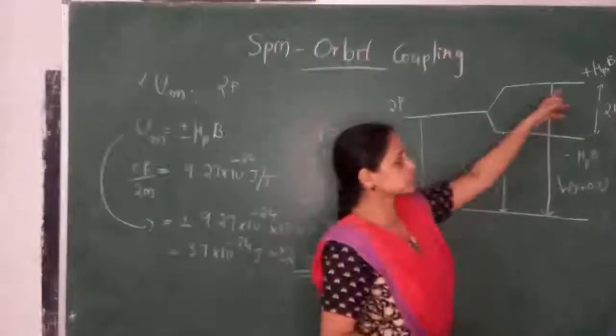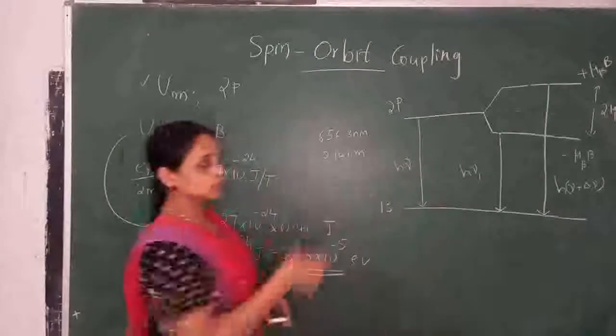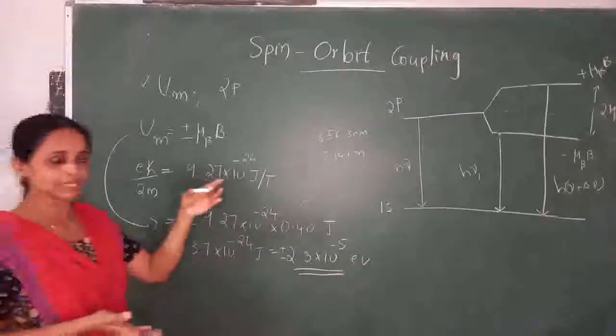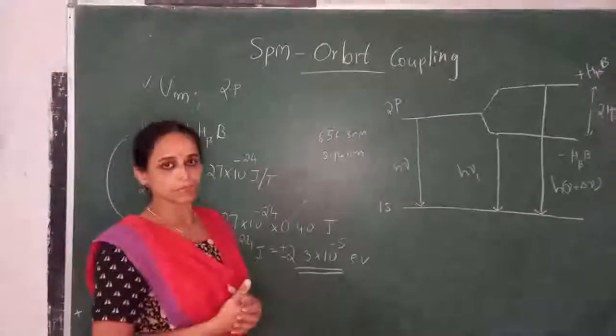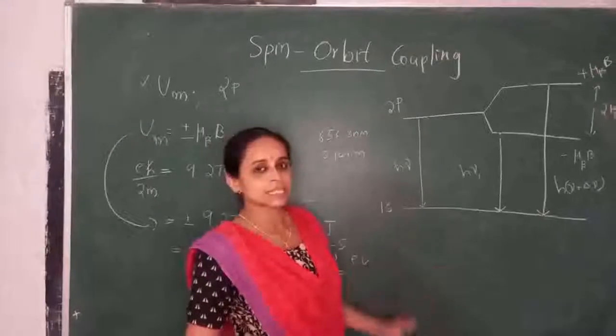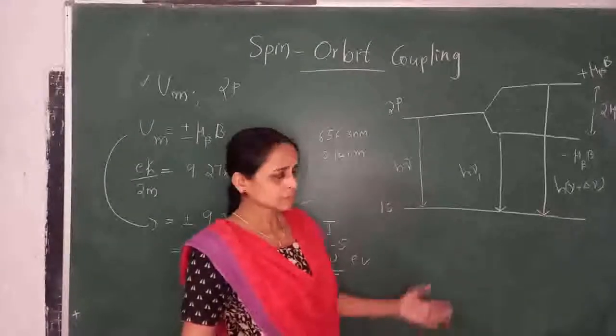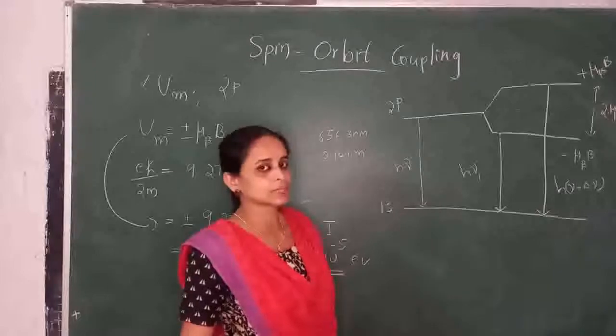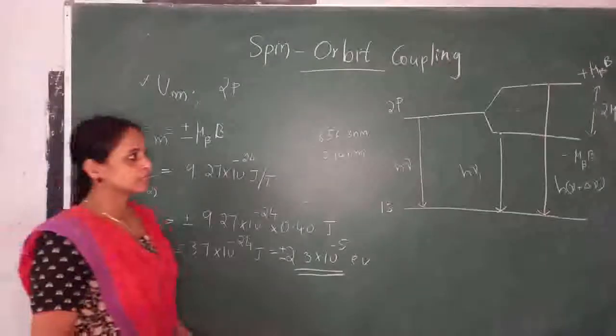The actual thing is that the spectral line is split into two close energy states because of the spin orbit interaction. This is the internal splitting, that is known as the internal Zeeman effect. So we can stop now.